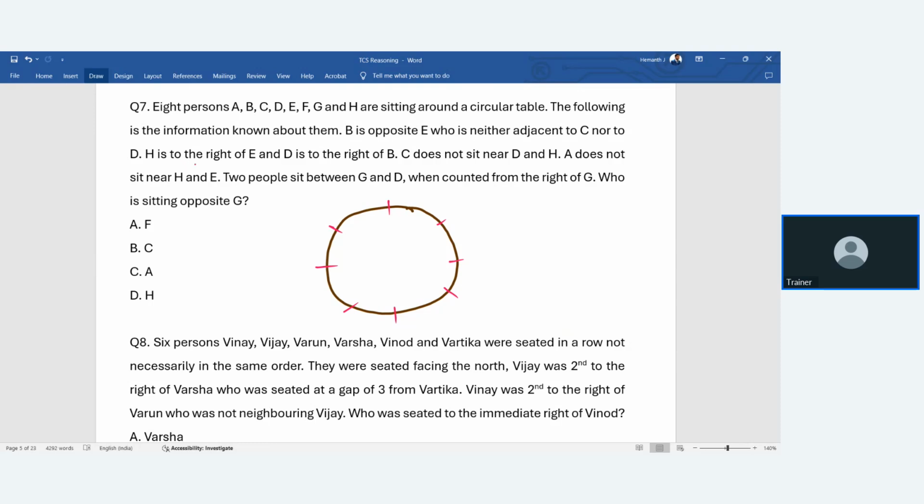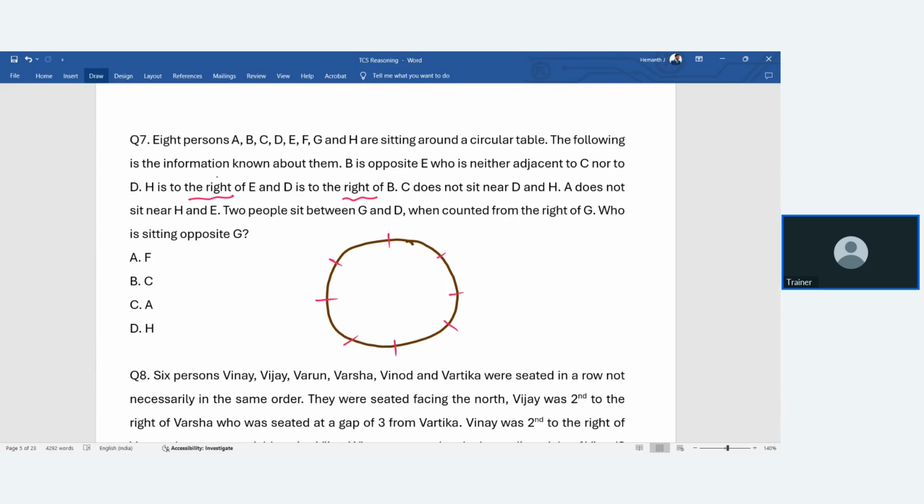Right means, in closed arrangements, immediate right. Circular is a closed arrangement. Right means you should take immediate right. In linear, right can be second right or immediate right or third right, we don't know. But in closed arrangements, not only circular, any other, right means you should take immediate right. H is immediate right of E. Let us say if E is here, H is immediate right of E.